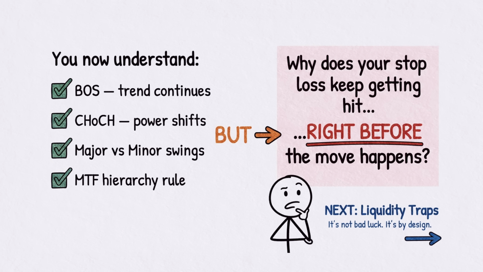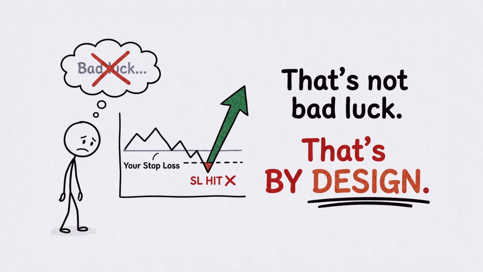Now you understand BOS and CHoCH. But there's one more layer that separates amateurs from professionals. Understanding why your stop loss keeps getting hit right before the move happens. Have you ever noticed that the market seems to hunt your stop loss? Like it specifically targets your level, takes you out, and then moves exactly in your direction? That's not bad luck. That's by design.